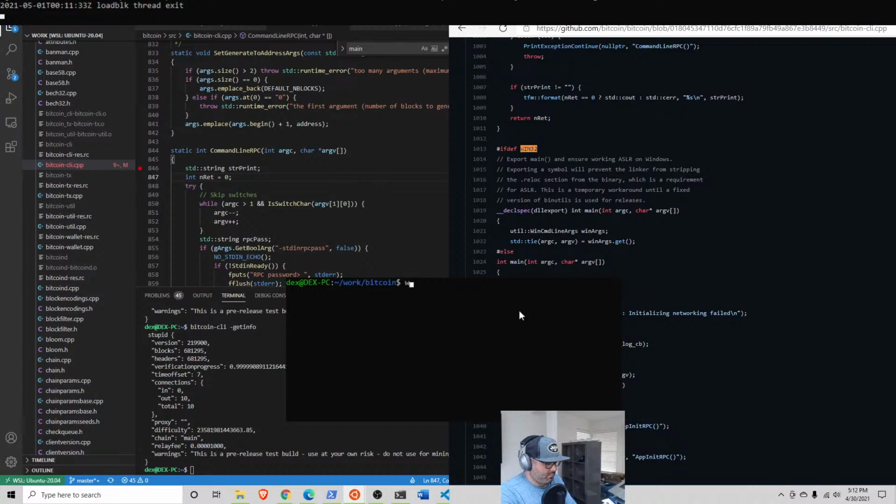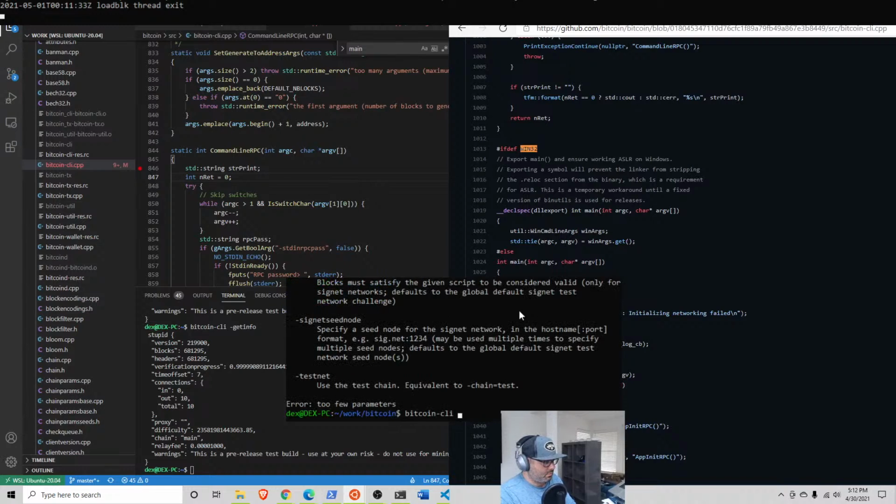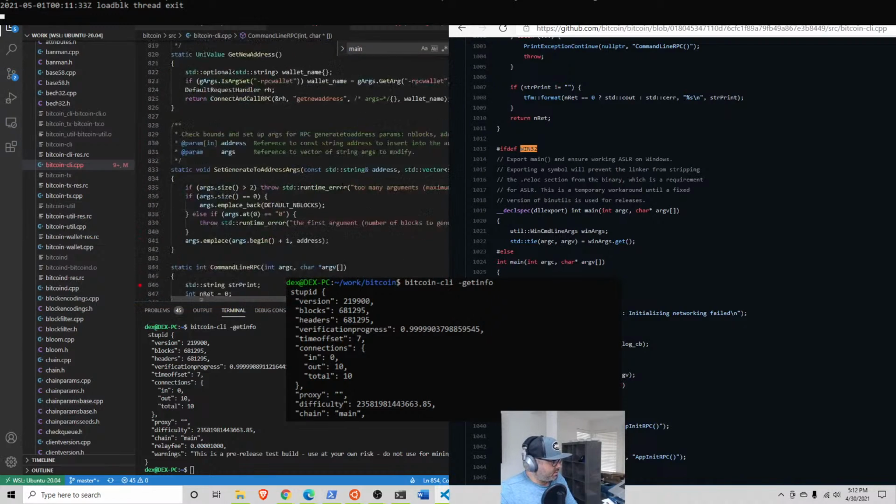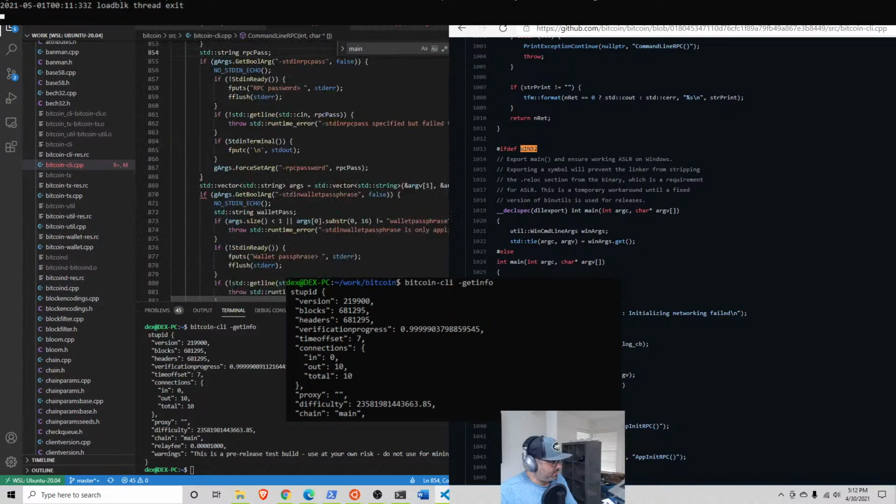Okay, so we said which Bitcoin CLI, and then we said Bitcoin CLI, and we said get info. And we saw verification progress, and we don't really like what we see. We don't understand what it means. And then we realized that Bitcoin CLI is like an HTTP thing into Bitcoin.